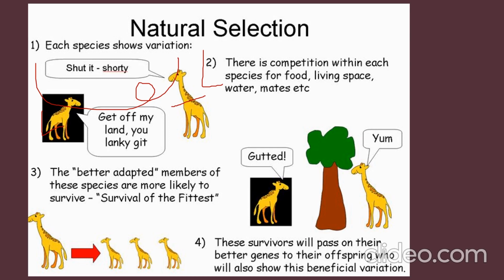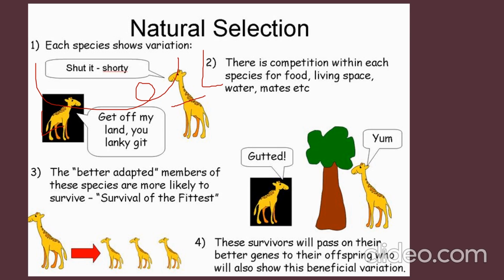Okay? Ito yung survival of the fittest. So, itong mga tall na giraffe, mas makaka-adapt sila dun sa environment nila kasi mas tall sila. They can reach yung matataas na puno compared dun sa short. Diba? So, yung mga members ng mga tall na giraffe, they are more likely to survive kasi sila yung makakakuha ng pagkain.